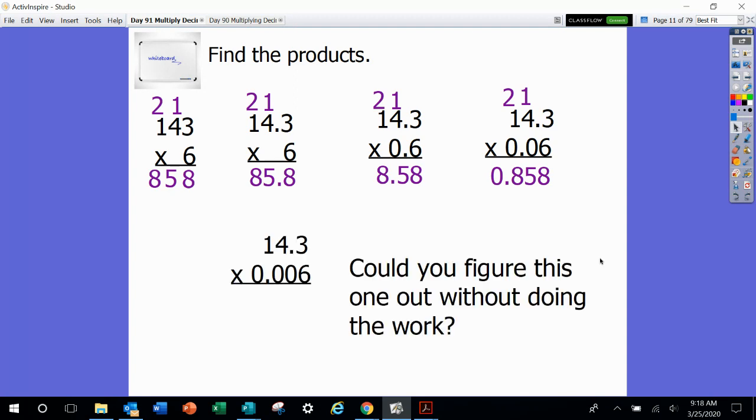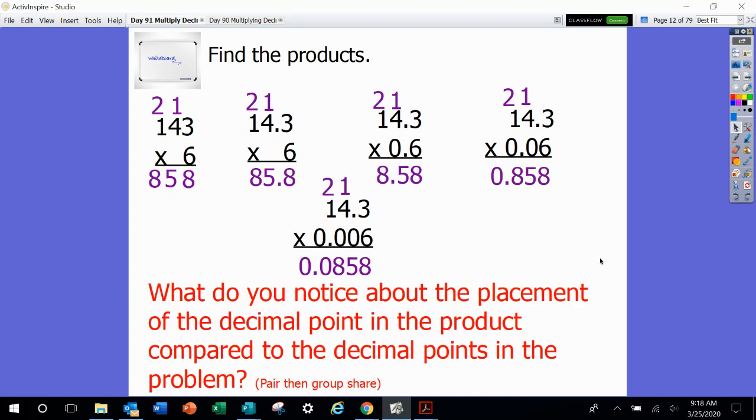Well, could you figure this one out without doing the work? 14 3/10 times 6 thousandths. Well, if I did the work, my answer would be 858 10,000ths. Hopefully at this point you're noticing a pattern. What do you notice about the placement of the decimal point in the product compared to the decimal points in the problem?